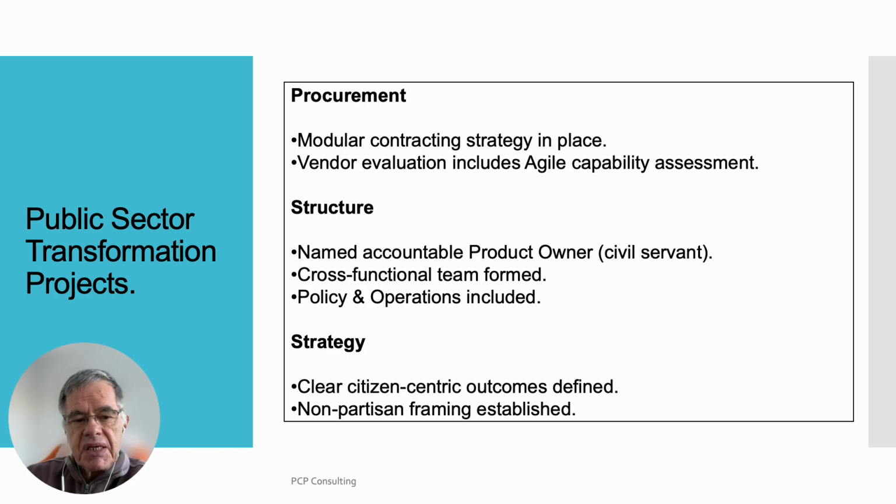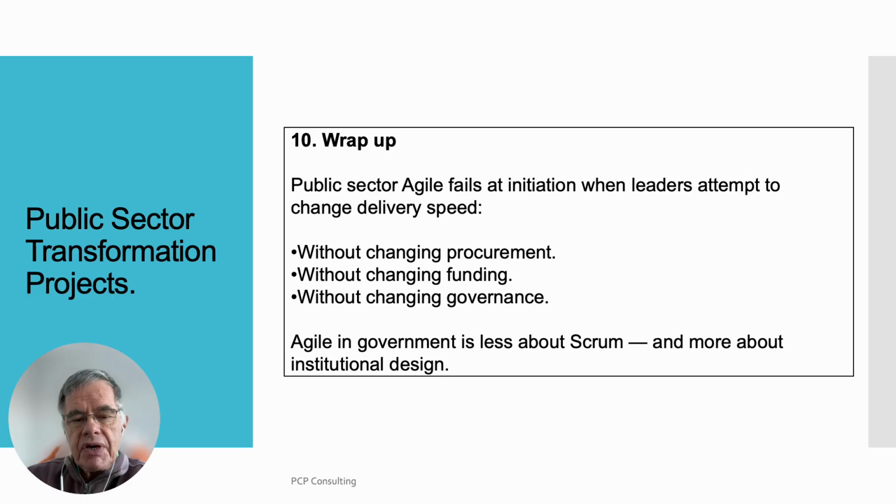Non-partisan framing established. Wrap-up. Public sector Agile fails at initiation when leaders attempt to change the delivery speed without changing procurement, without changing funding, without changing governance. Agile in government is less about Scrum and more about institutional design.